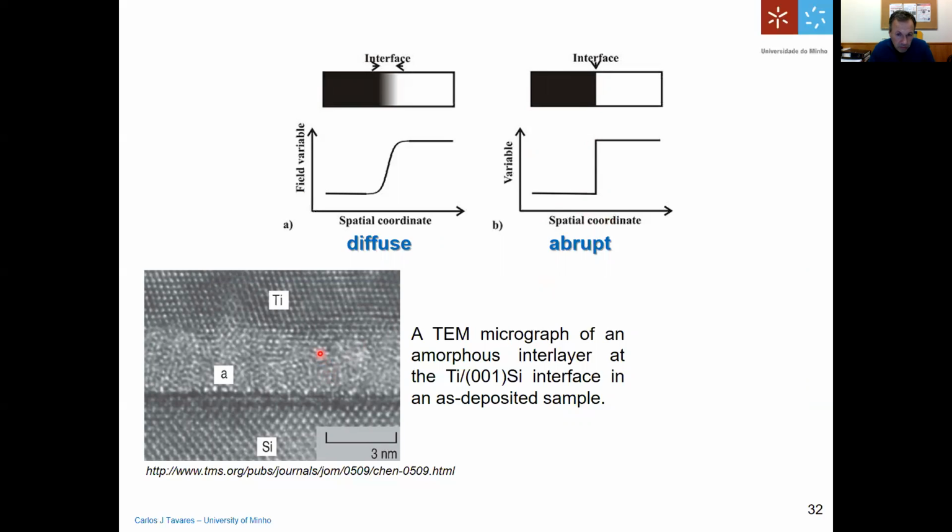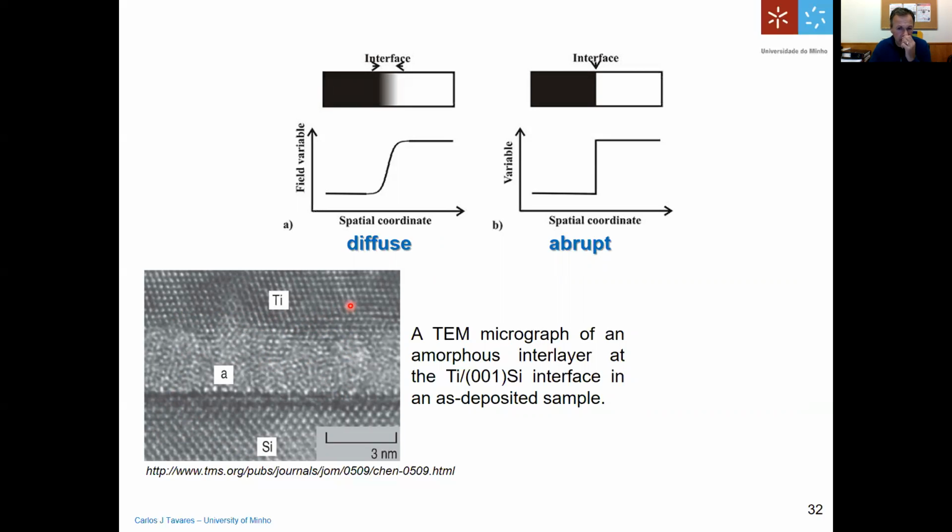Here on this micrograph, you can see a TEM image of an amorphous interlayer here. So here it's labeled with A, between a titanium film and the silicon substrate. Here you can see from these fringes, these oblique fringes, you can see the silicon substrate. I think it's the silicon 1-1 planes, okay? And first you grow an amorphous layer, can be a titanium amorphous layer.